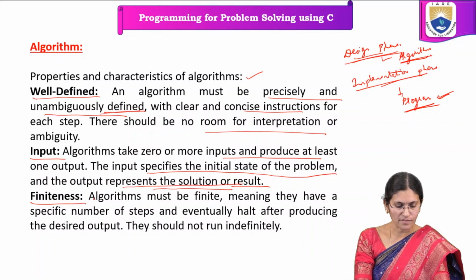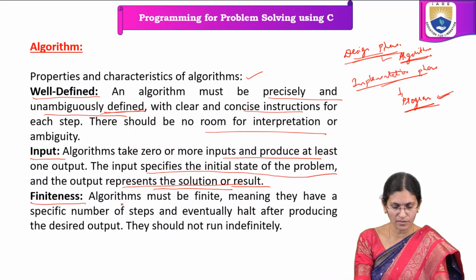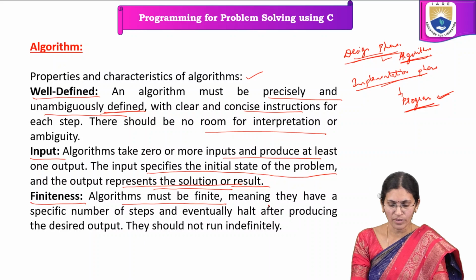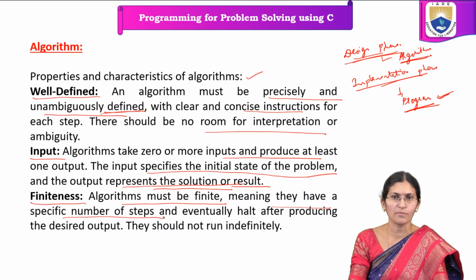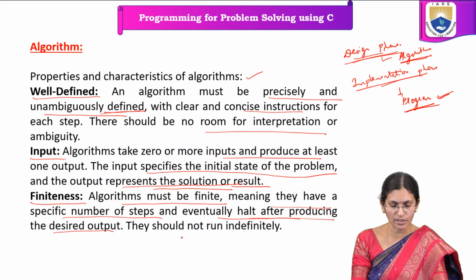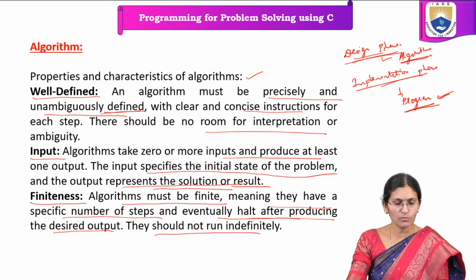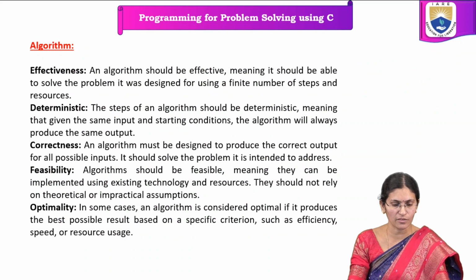Next one is finiteness. The algorithm should have a finite number of steps. Therefore, in order to solve a problem, the problem solution must exist finitely. Algorithms must be finite, meaning they have a specific number of steps and eventually halt, that means stop, after producing the desired output. The algorithm should not run indefinitely. This is one of the most important characteristics of an algorithm. It should be finite, so there should be a finite number of steps in the algorithm.